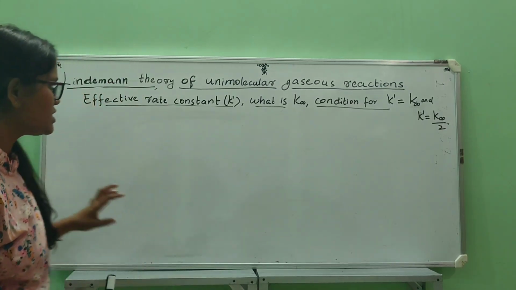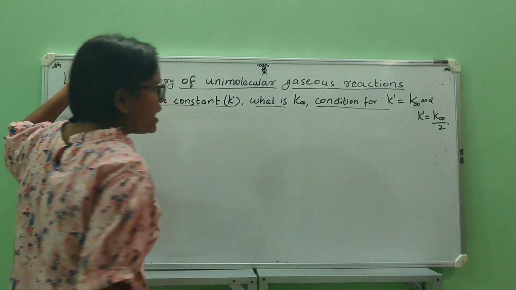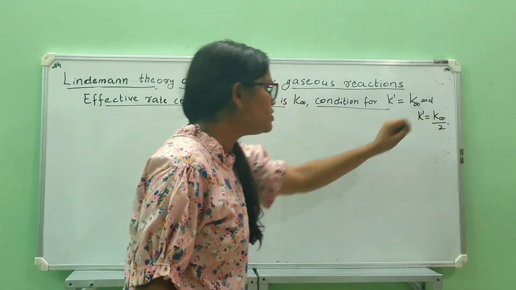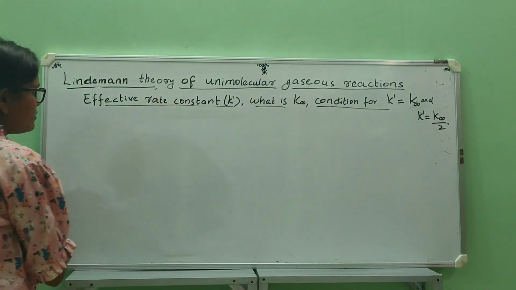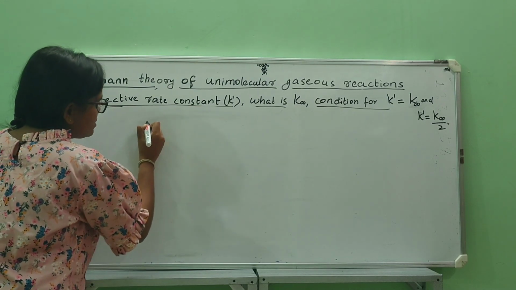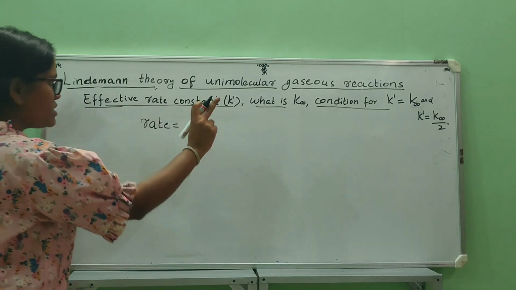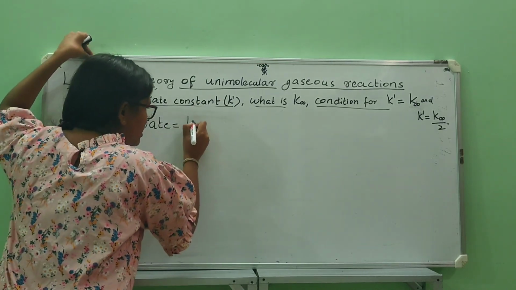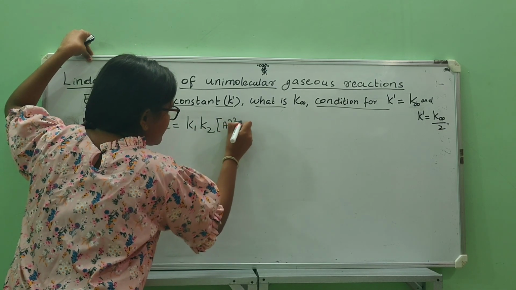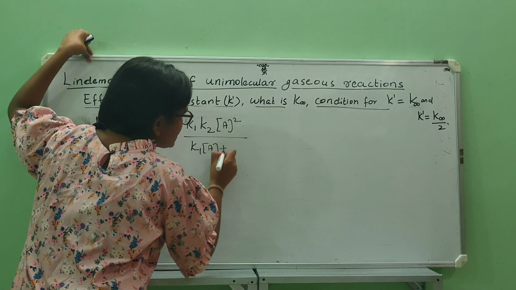Now let us try to understand what is effective rate constant K dash, what is K infinity, and the condition for K dash to become K infinity and K infinity by 2. So let us understand it one by one. First, let's see what is effective rate constant K dash. So we know that the rate equation for unimolecular gaseous reaction by Lindemann is given by this equation, K1, K2 into A square by K minus 1 into A plus K2.